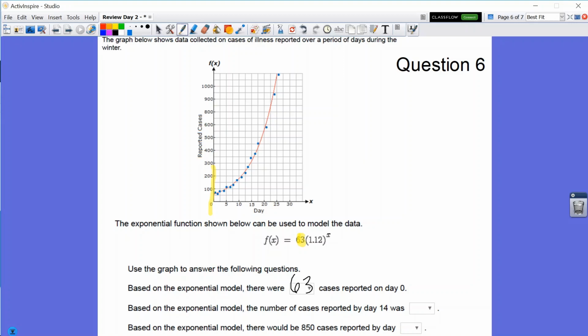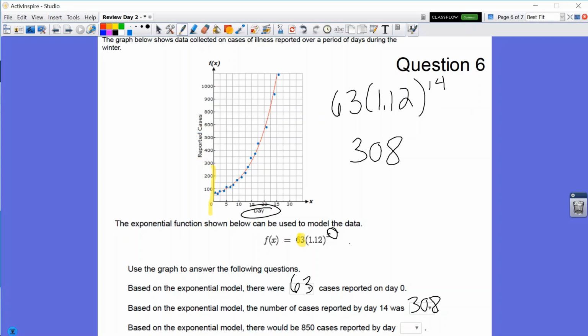Then we're supposed to know how many were there by day 14. So days are our x values. So let's plug in 14 for x. So 63 times 1.12 to the 14th power. And that is going to give me approximately 308. So there were 308 cases on day 14.